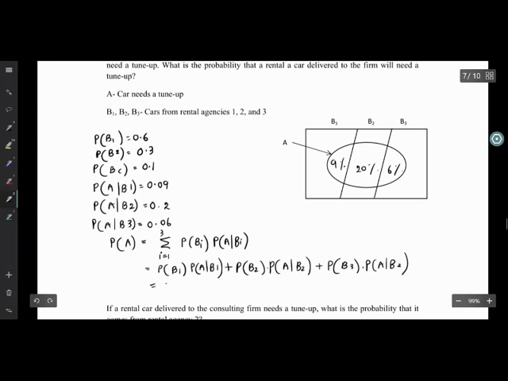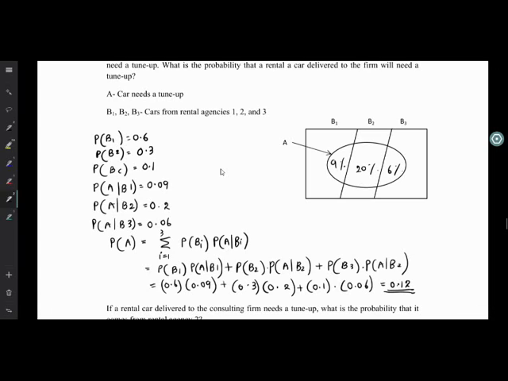So you will end up with 0.6 times 0.09 plus 0.3 times 0.2 plus 0.1 times 0.06, which is 0.12 if you do the simplification. So this is how you use the rule of total probability to calculate the probability of an event A, knowing that there are intermediate events or intermediate stages.